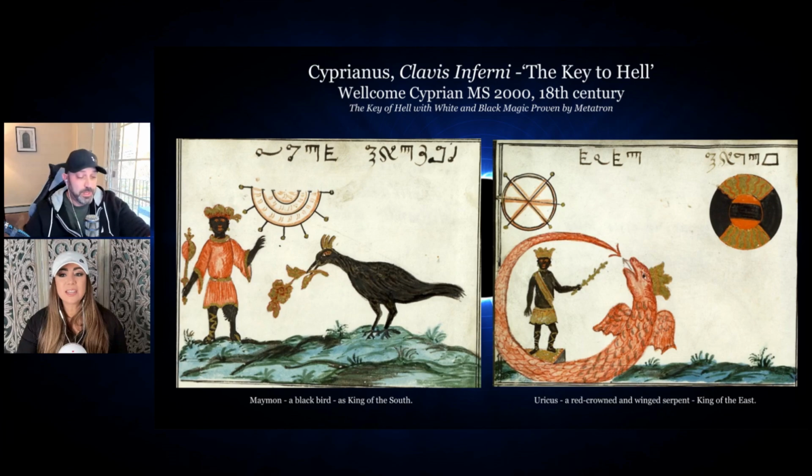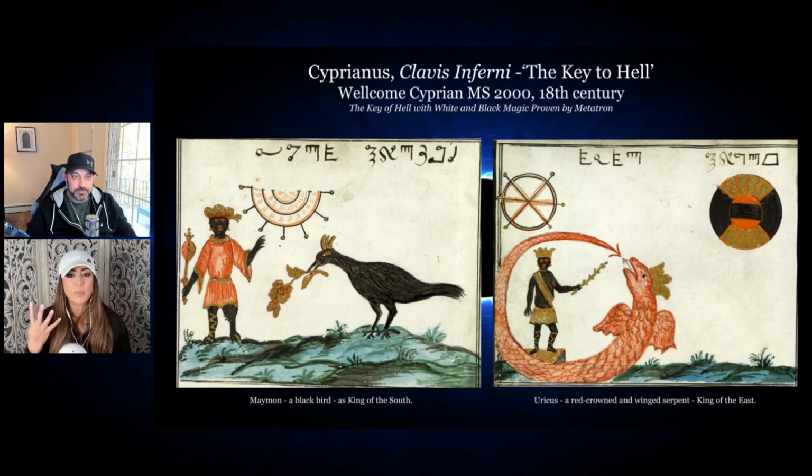So the Key of Hell is a unique grimoire in that it discusses summoning and utilizing the 4 archangels and then their opposite numbers, which are the 4 demon kings. So the 4 archangels are Michael, Raphael, Gabriel, and Uriel.